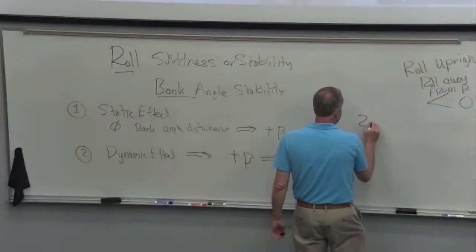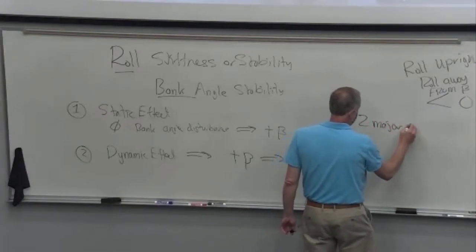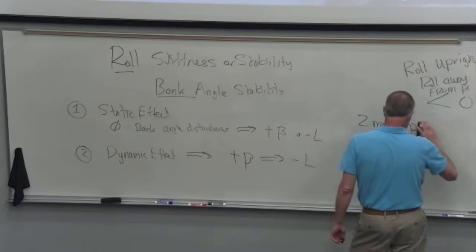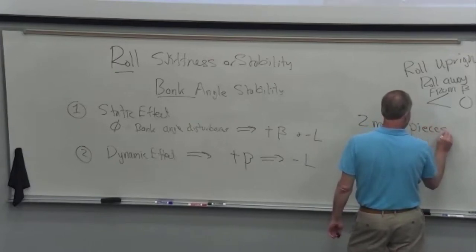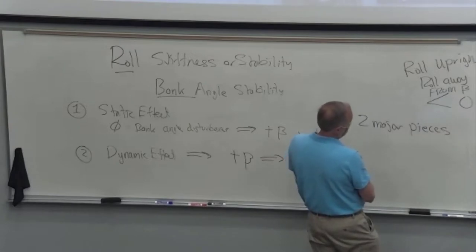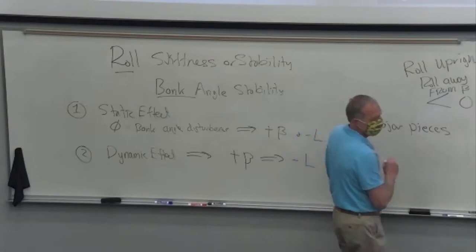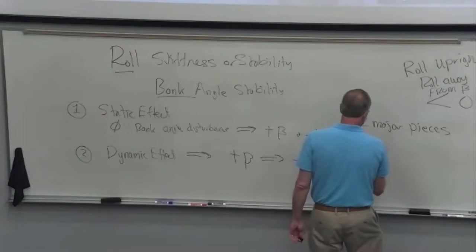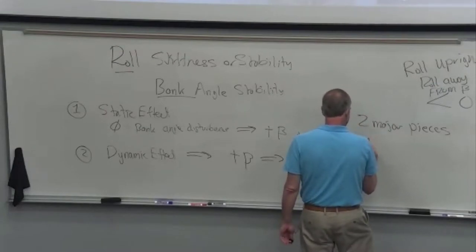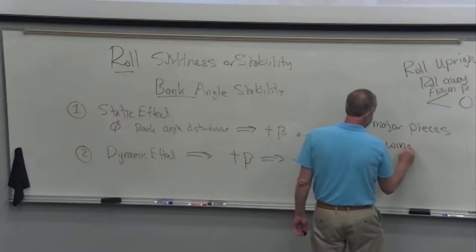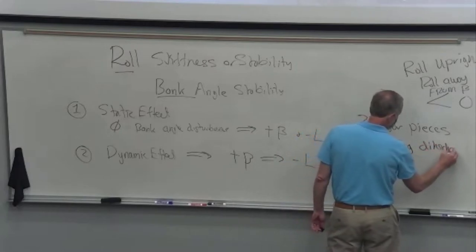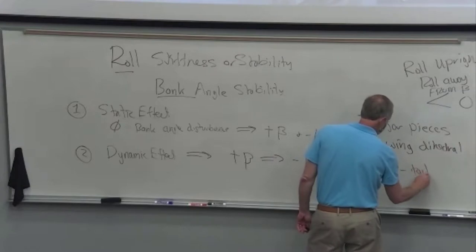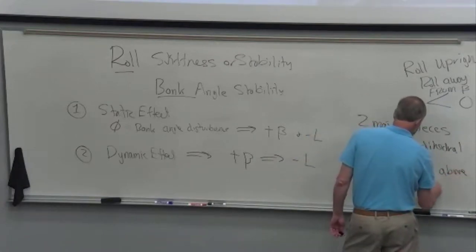And there are two major pieces of the airplane. Is that spelled right? Come on, somebody help me out. It's Monday. That's right. Somehow I'm thinking the E doesn't belong there. Wow. The two major pieces that cause this are wing dihedral. You would think if I could spell dihedral, I could spell pieces, huh? And the vertical tail being above the CG.